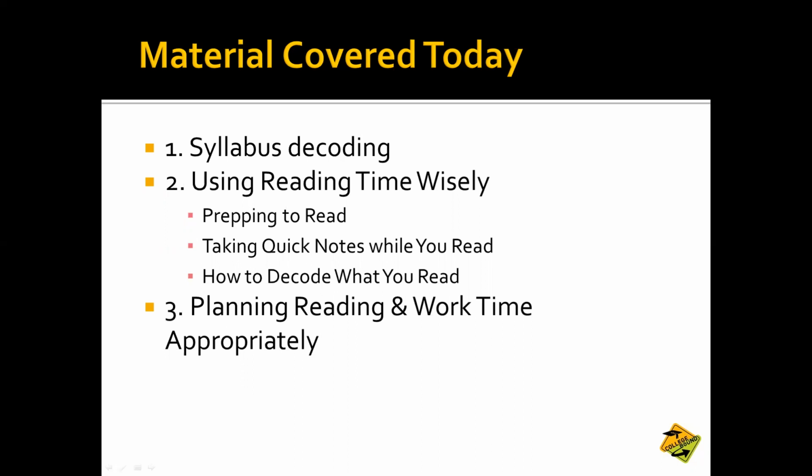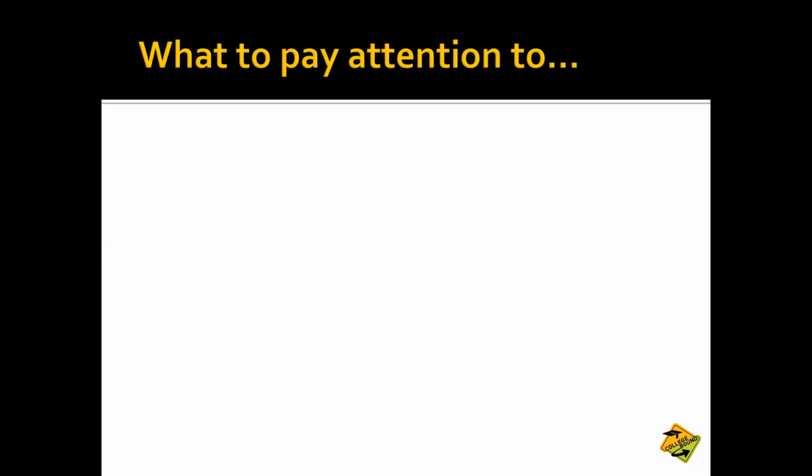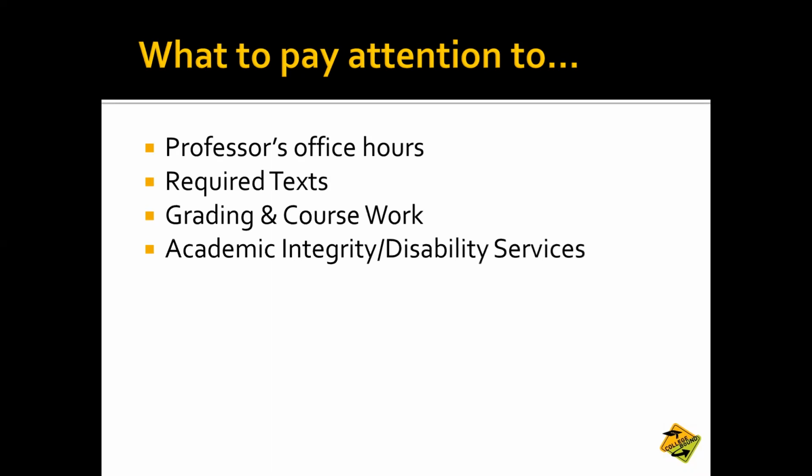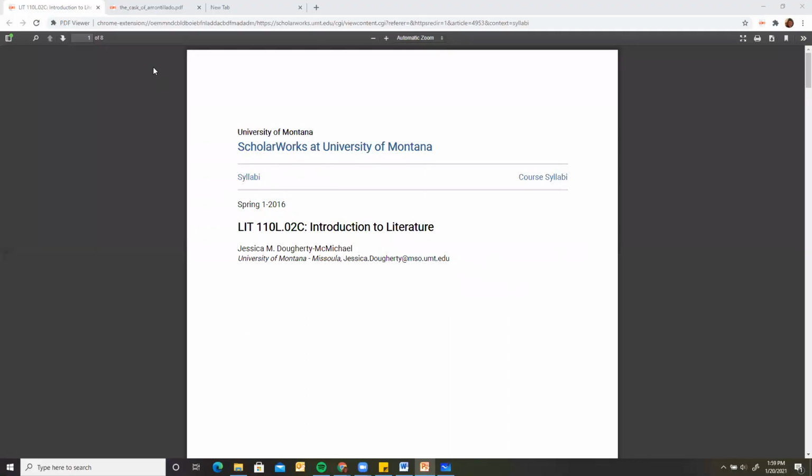Okay? So like I said, first, we're going to go ahead and talk about syllabus decoding. We're going to want to pay attention to a few things when we look at our syllabus. Those include professor's office hours, required texts for the course, how the course is going to be graded, and the work you're going to be expected to do. The clauses on academic integrity and disability services, as well as the schedule of assignments and topics for the course. So what we're going to go ahead and do now is take a look at a sample syllabus.